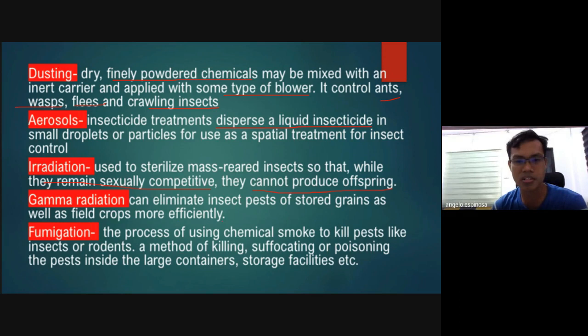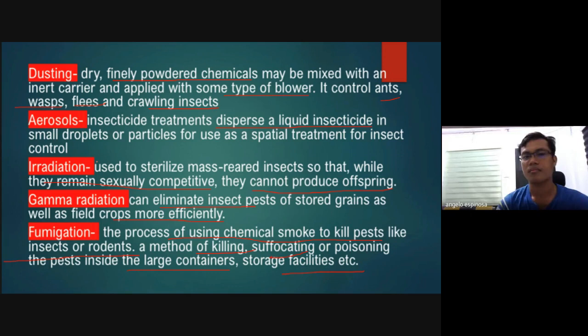Yun, eliminate. Fumigation, the process of using chemical smoke to kill pests like insects or rodents. Yun, like sa mga dengue, ganon, fumigation tawag doon. A method of killing, suffocating, and poisoning the pests inside the large containers, storage facilities, etc. Yun. Next, number 20. Which among the following is a beetle?